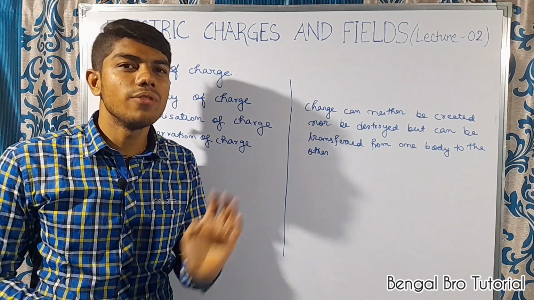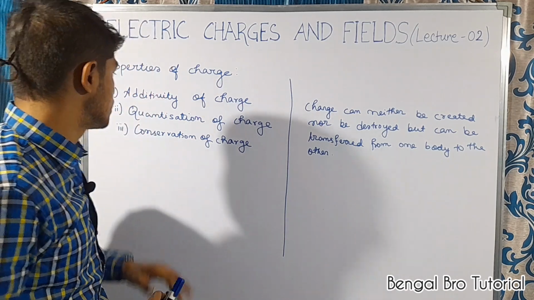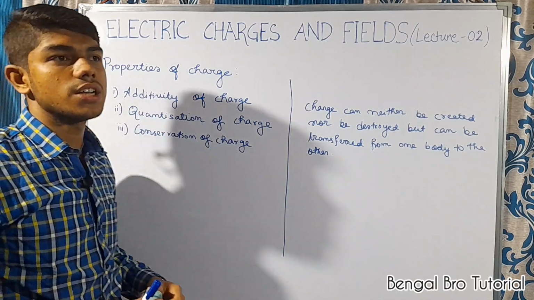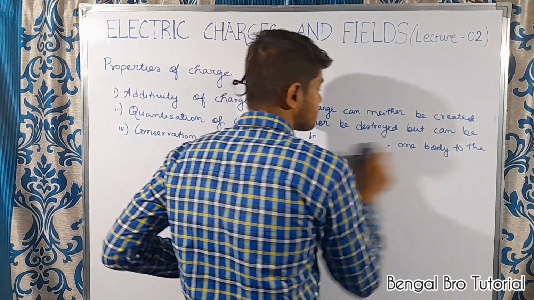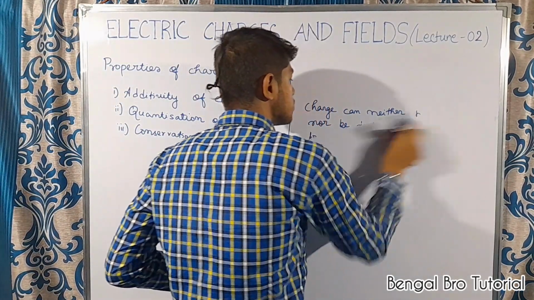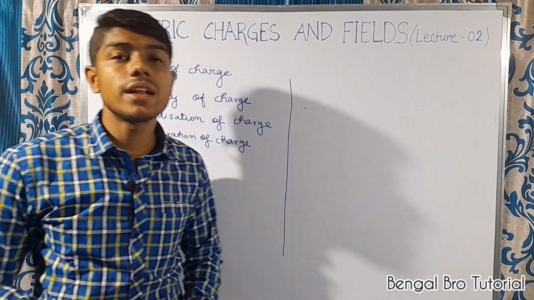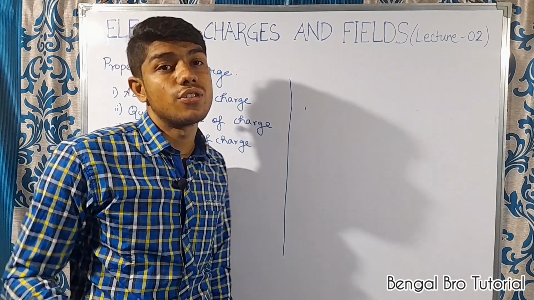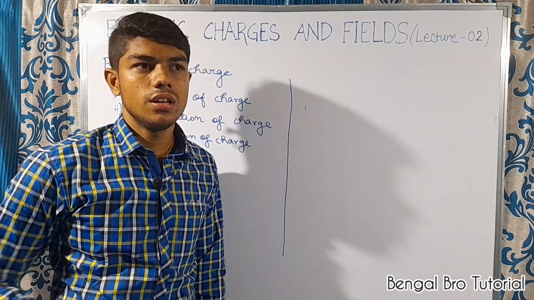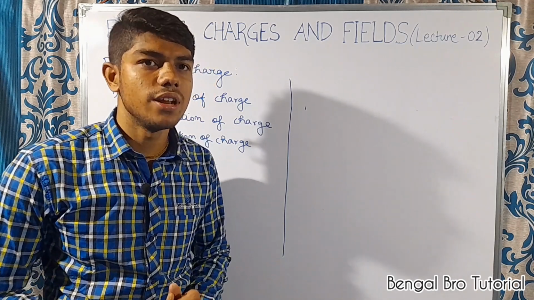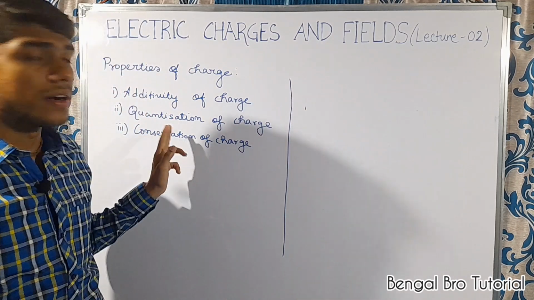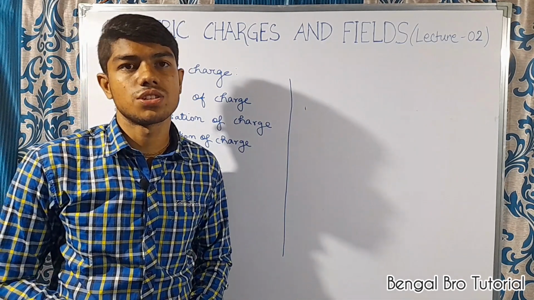I just missed out one important point in the second property, quantization of charge, that this property can be experimentally verified by Millikan's oil drop experiment. From that experiment you can experimentally verify the second property, which is the quantization of charge.